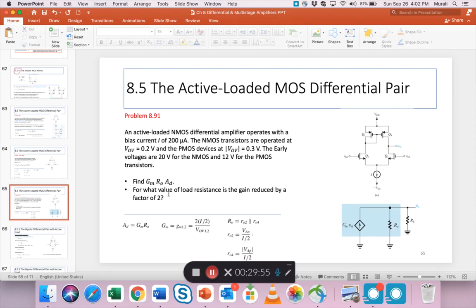Also, for what value of load resistance is the gain, this gain AD, reduced by a factor of 2? So here we are not being asked to find CMRR and all that, but we are just told that once you connect a load like this, like I showed here, then the gain drops, right? So what load value will reduce it by a factor of 2?